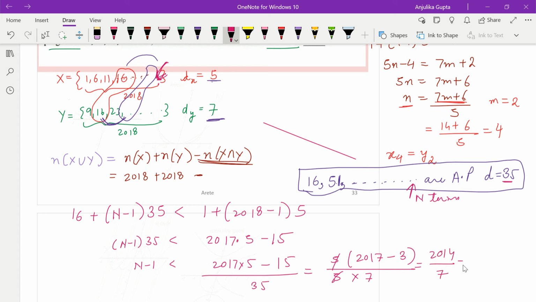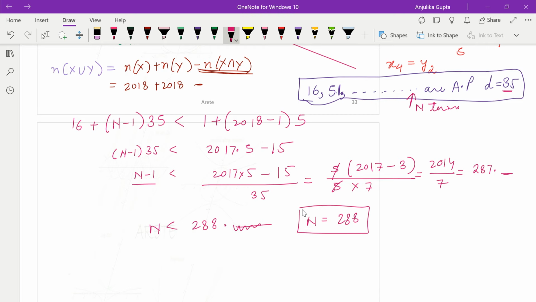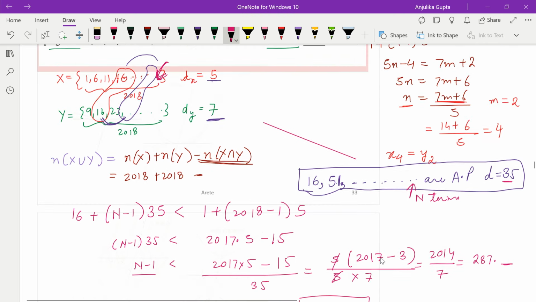And how much will that be? This will be 287 point something. I don't know what, we don't care about that. But n minus 1 is less than that, so I add a 1. So n is less than 288 point something. So the highest value of n can be what? 288, because it is point something, so less than that means n can be 288. So that is the number of common terms.